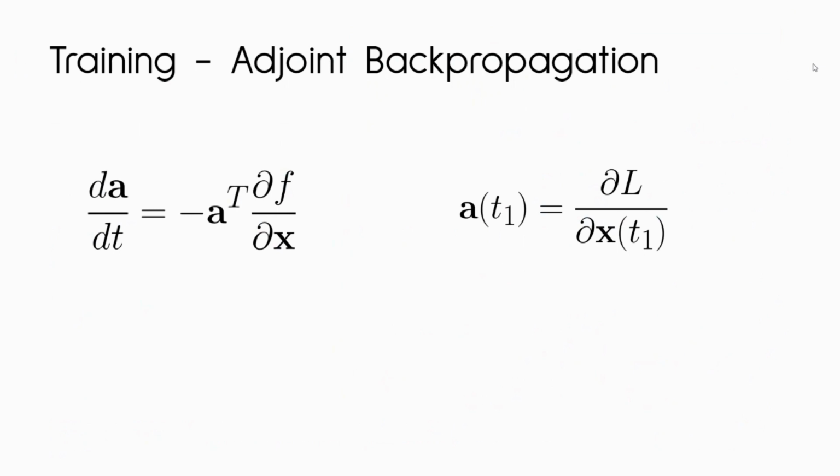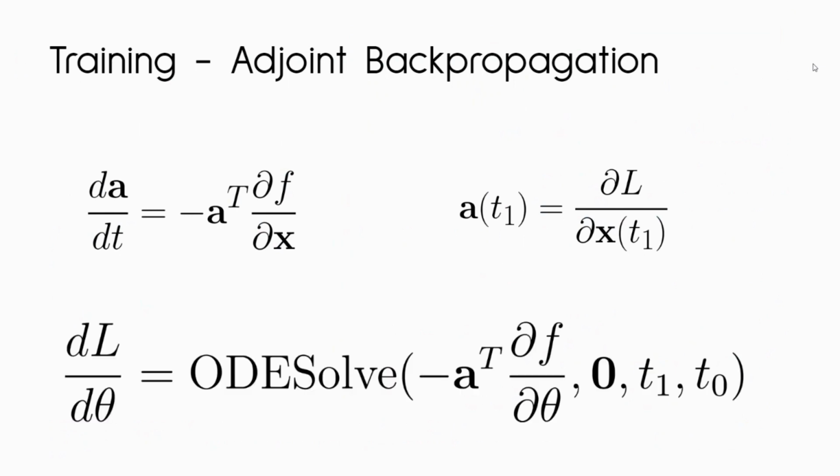The way it works is we have a state A, and the dynamics are given by dA/dt equals minus A df/dx. And A at the final time is given by the gradient of the loss with respect to the state at the final time. And then to actually calculate the gradients of the loss with respect to the parameters, we can ODE solve a new state that starts at 0. The initial value is 0 at t1. We solve it to t0, and the velocity is given by minus A, as shown above, df/dtheta.